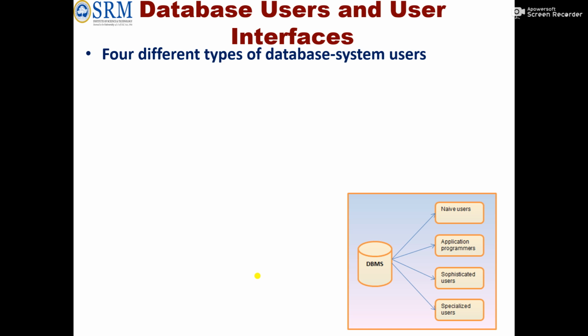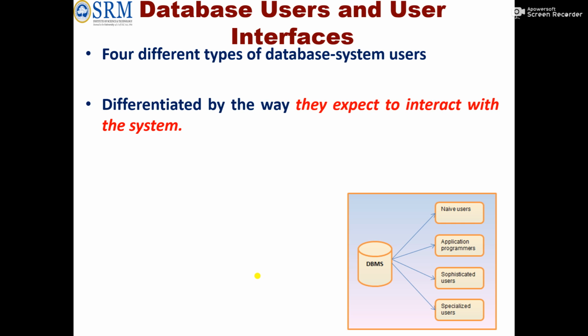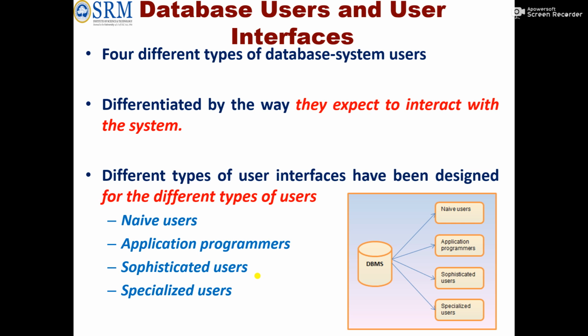So there are generally four different types of database system users apart from the database administrators, and they are differentiated by the way they expect to interact with the system. They are called naive users, application programmers, sophisticated users, and specialized users. As every user has their own user interface.